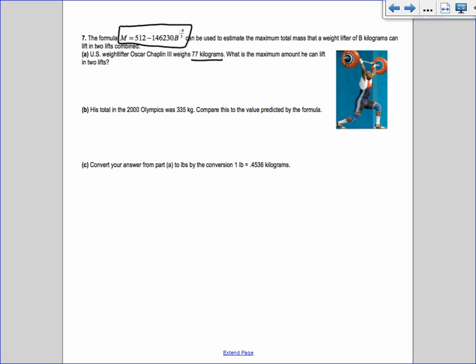So this person, Oscar Chaplin III, weighs 77 kilograms. That's going to be his mass, so that's b. That ends up being like 170 pounds if you convert it. So what is the maximum amount that he can lift in 2 lifts? So we're going to plug it in. So I'm going to have m equals 512 minus 146,230. b is 77, and I'm going to raise the negative 8/5.